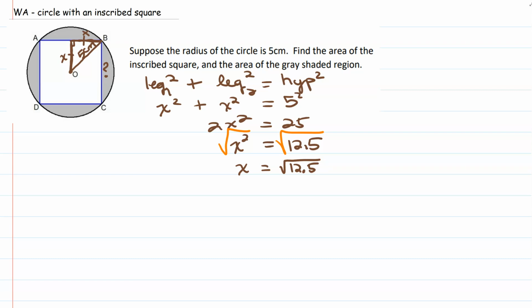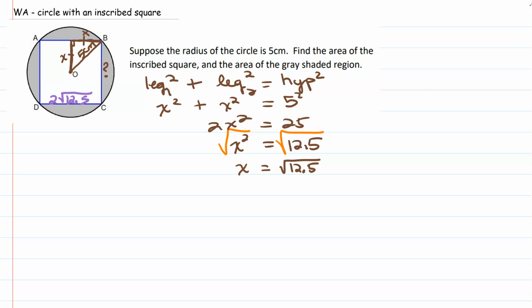So the side length of the square would be twice as much. This would be 2 times the square root of 12.5, right? Again, if the notation is not clear to you, go ahead and use the calculator to get an approximation.